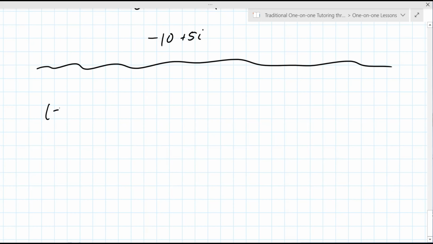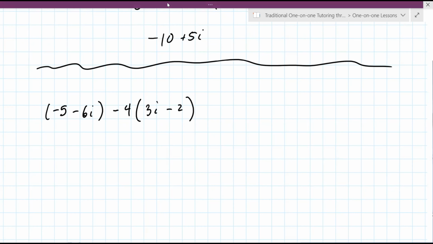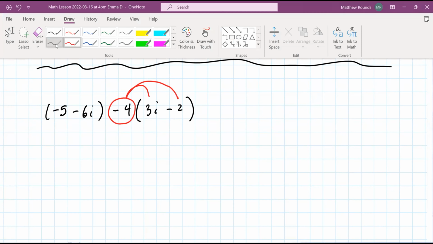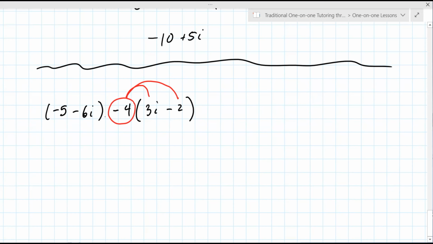Let's say it's -5 minus 6i minus 4 times 3i minus 2. What's different about this problem is it's not just a negative out in front, it's a -4. So you take this whole thing and apply it to both. I think there's some confusion here, but when you treat this as -4, there's really a plus right here. Right, because it's a -4, it's not your minus sign anymore. Exactly. So it's plus, and then it's -4 times 3i.